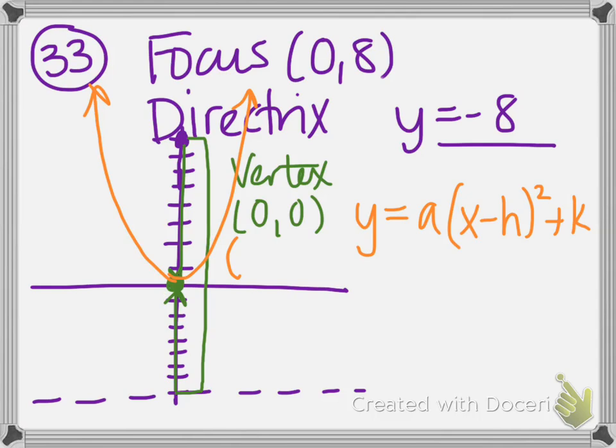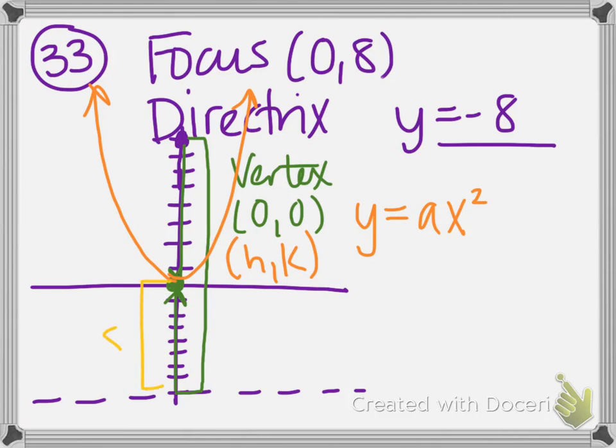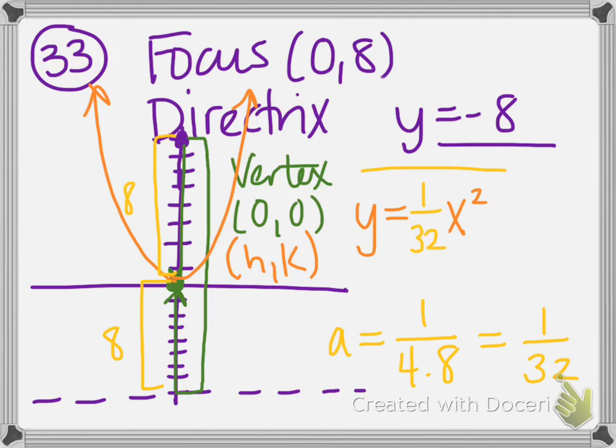So my vertex is h, k. We've seen several times that when you substitute zeros in here, you don't really need to write them. So I can just do a times x squared and figure out what a is. So since p is part of the formula to find a, and p is the focal length, that's the distance from the vertex to the directrix, which is 8, or from the vertex to the focus, which is also 8. You can use either of those 8s and say a equals 1 over 4 times p, which is 8. So I get 1 over 32 for a. And I'm going to substitute that into my equation, and I'm done with this problem.